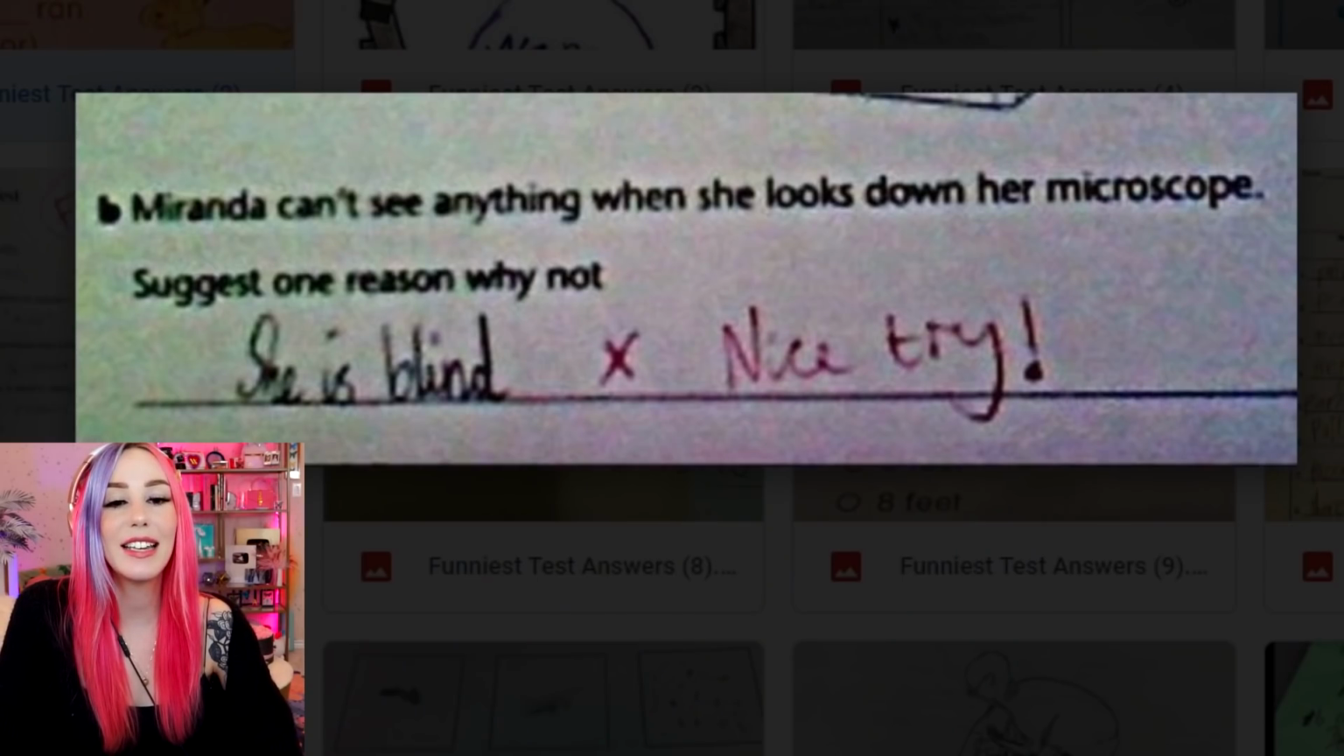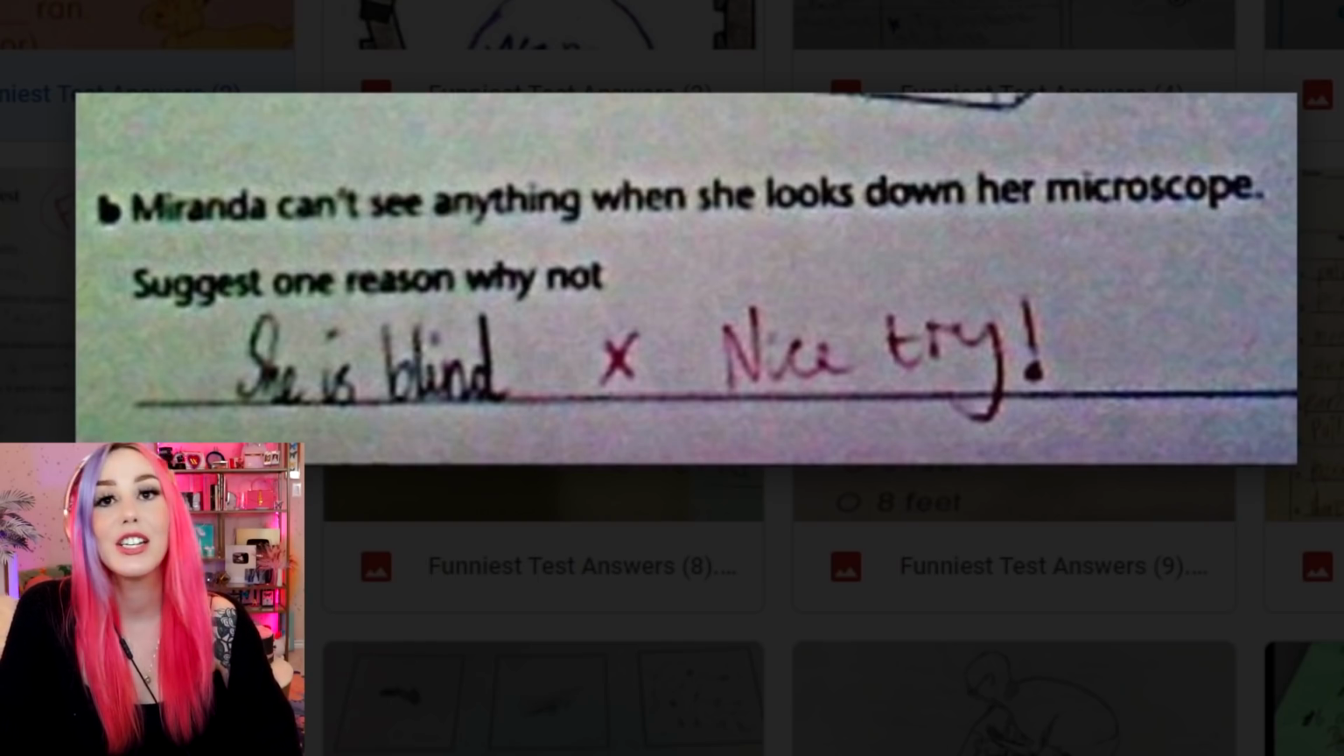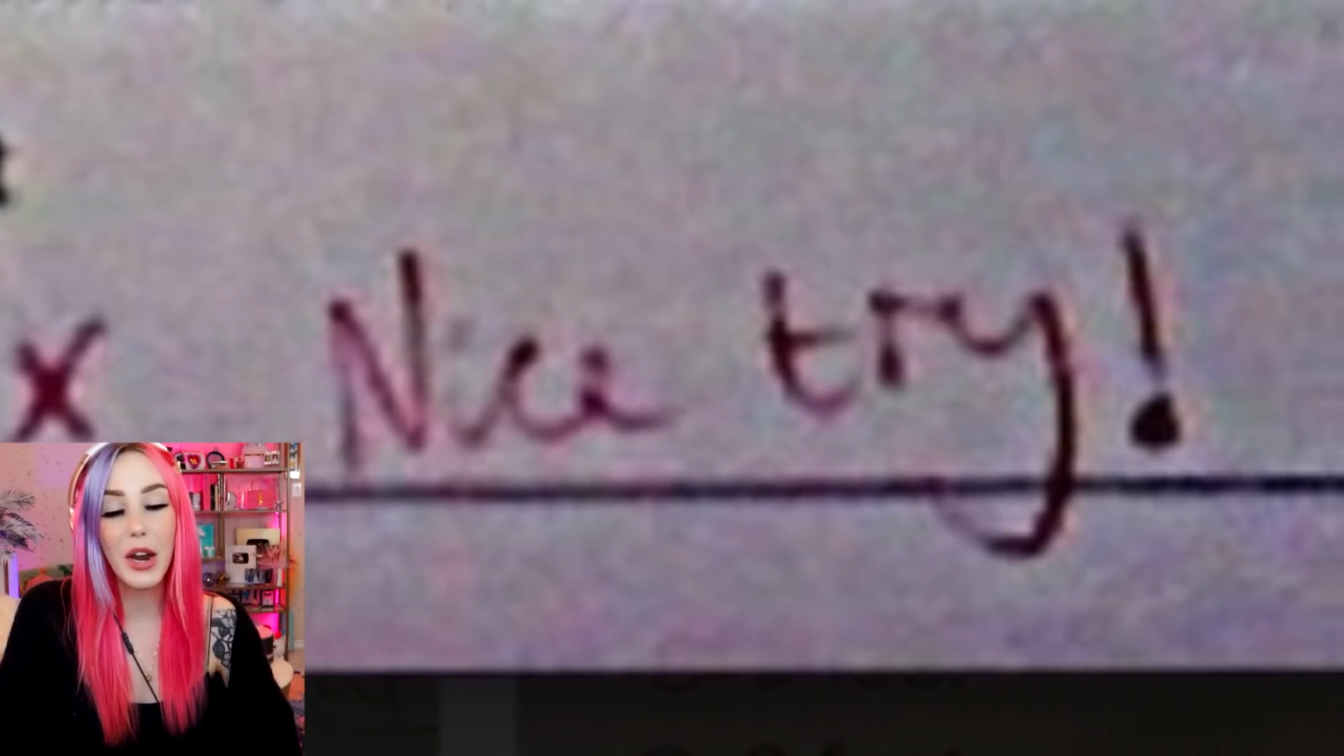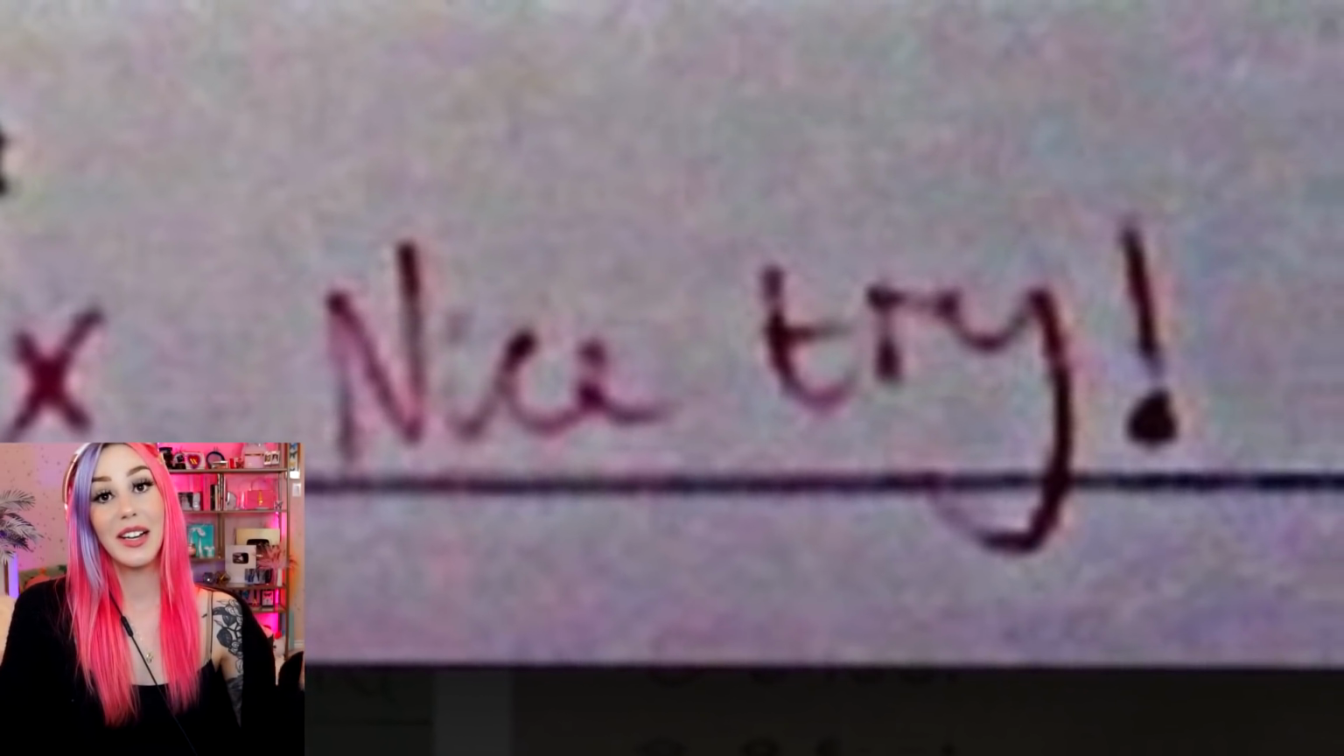Miranda can't see anything when she looks down her microscope. Suggest a reason why. She is blind. Simply that. You know, he didn't get credit for it, but you don't know. Name 4 heavy metals and their symbols. Metallica, Slayer, Megadeth. I think he should have gotten some credit.